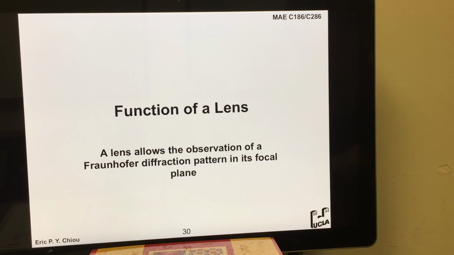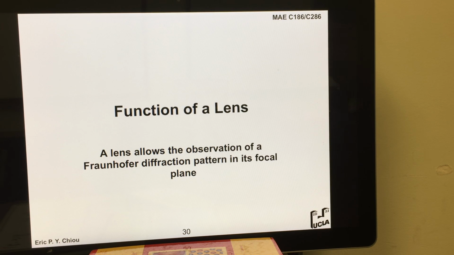So the next subject we want to talk about is the function of a lens. Why do we talk about the function of a lens? Because in the Fraunhofer diffraction pattern, if you want to observe it, you need to stay at a position pretty far away from your aperture. That's how you can observe this Fraunhofer diffraction pattern. And the distance is often too large and too long, and it becomes impractical to use in a real situation. So that's why we need to introduce a lens.